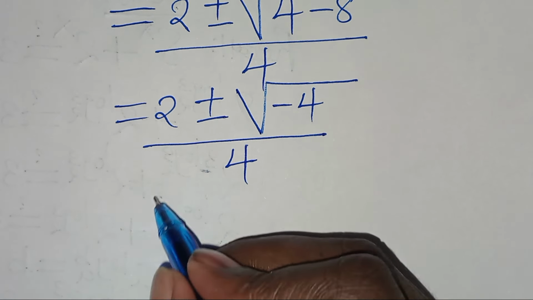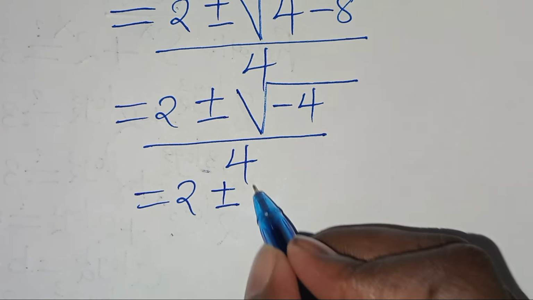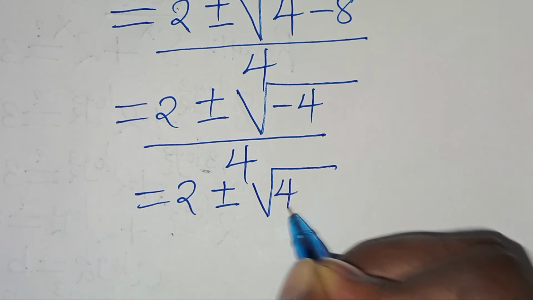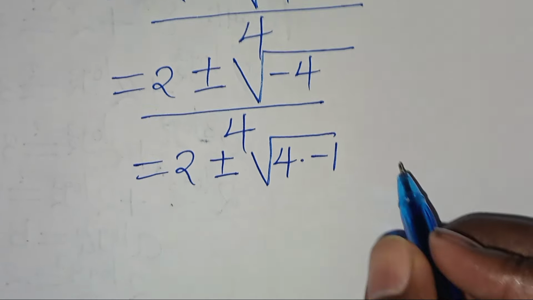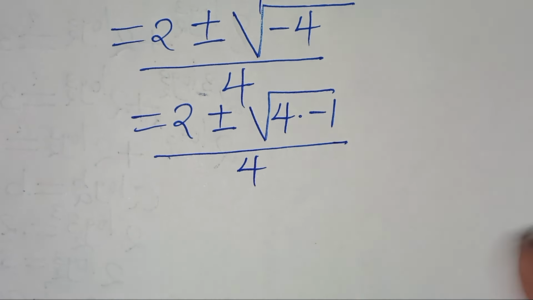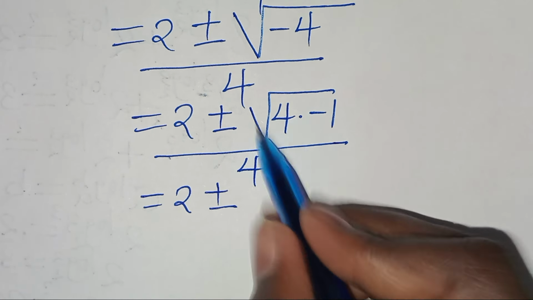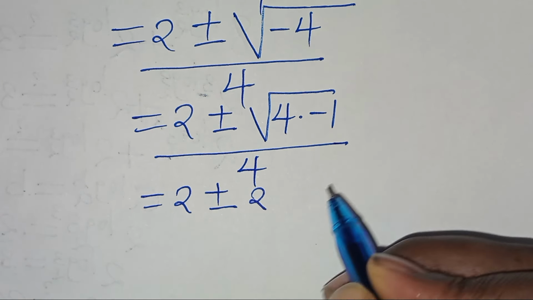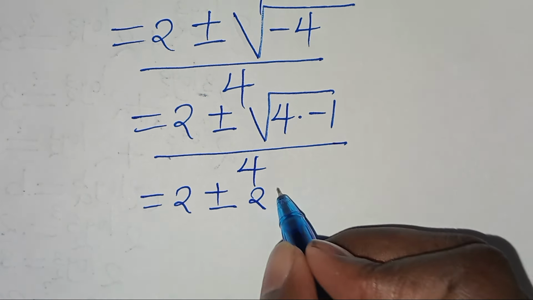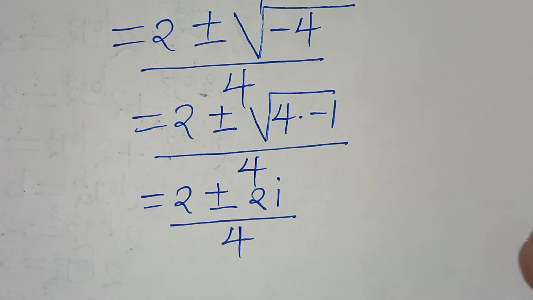Now here we have 2 plus or minus the square root of minus 4, which we can express as the square root of 4 times minus 1, everything divided by 4. So here we have 2 plus or minus the square root of 4, this is 2. The square root of minus 1, this is i. Then everything divided by 4.